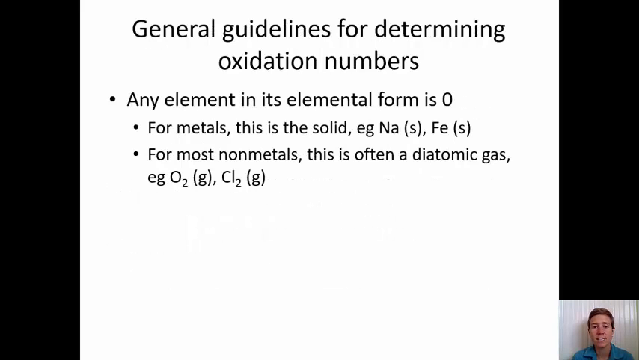Some general guidelines for determining these oxidation numbers. First of all, any element in its elemental form is 0. For metals, this would be the solid, sodium solid, iron solid, whatever. For most nonmetals, it's actually a diatomic gas. So we know oxygen is found not as just oxygen atoms floating around.